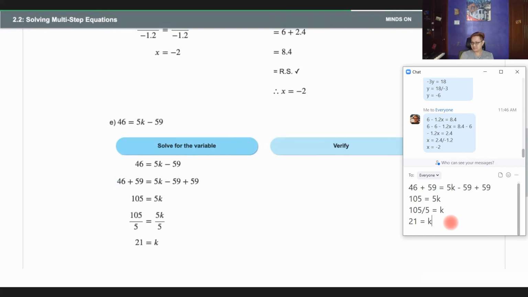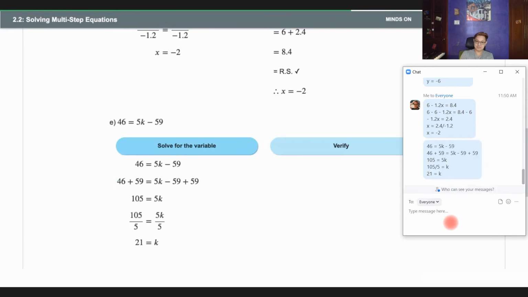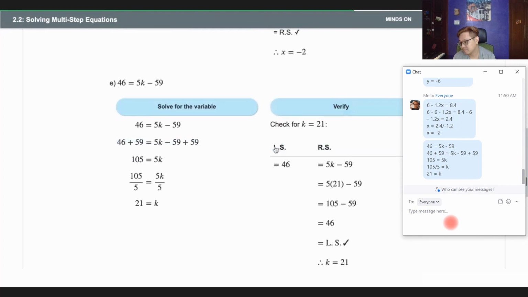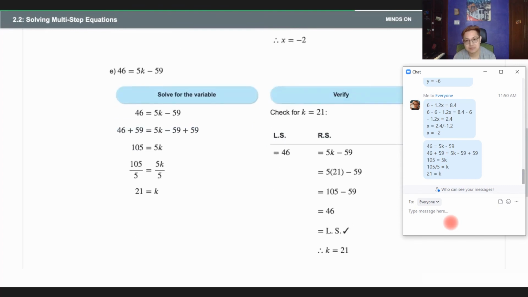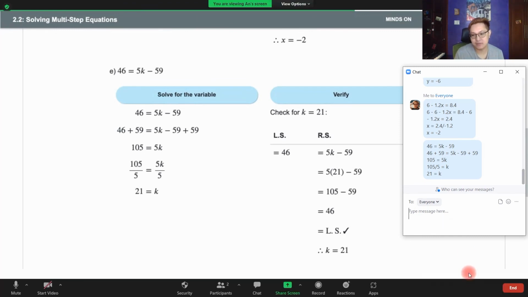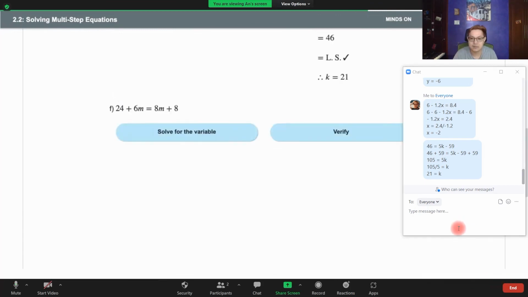Correct. Yeah, so now verify. If you verify that it becomes true, then you know that you got it correct. If you verify and it becomes true, you got it correct. Alright, next one.